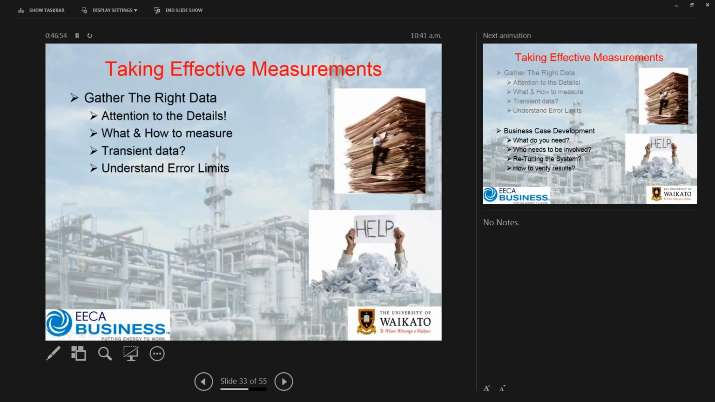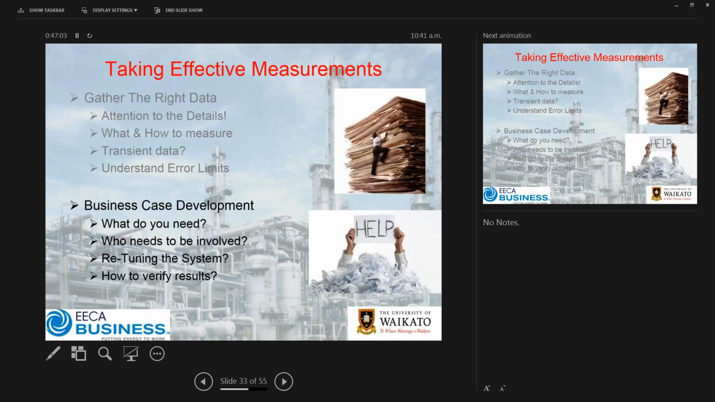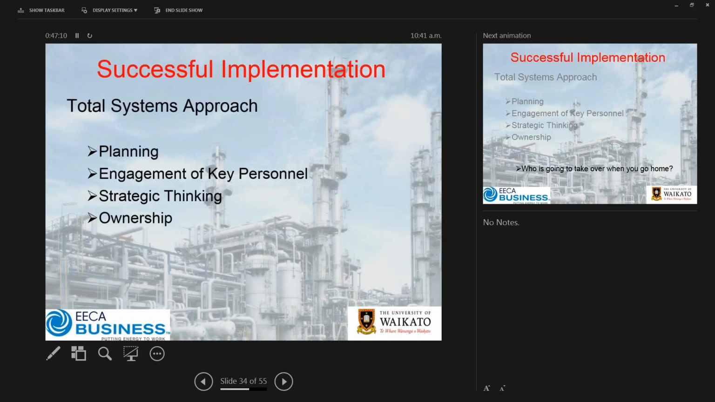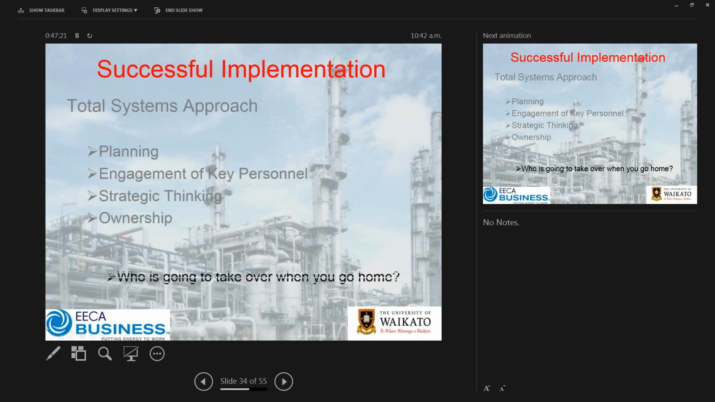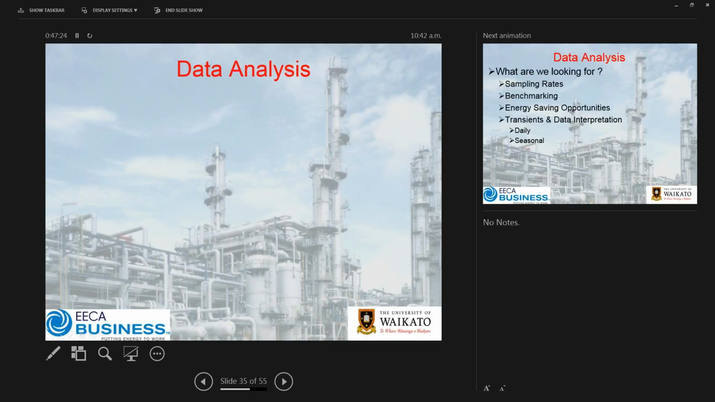Okay, so if we're going to take effective measurements, we need to be mindful of getting the right data, and ultimately the key point there is attention to detail. We want to be careful developing our business case and looking at the opportunities. We might need to get some help. If we're going to be successful, the reality is we need to take the systems approach, and a total systems approach means you need to think about who the key people are that we need to engage, who's going to own it, and how do we get them engaged. Ultimately, who's going to take over when you walk out the gate?